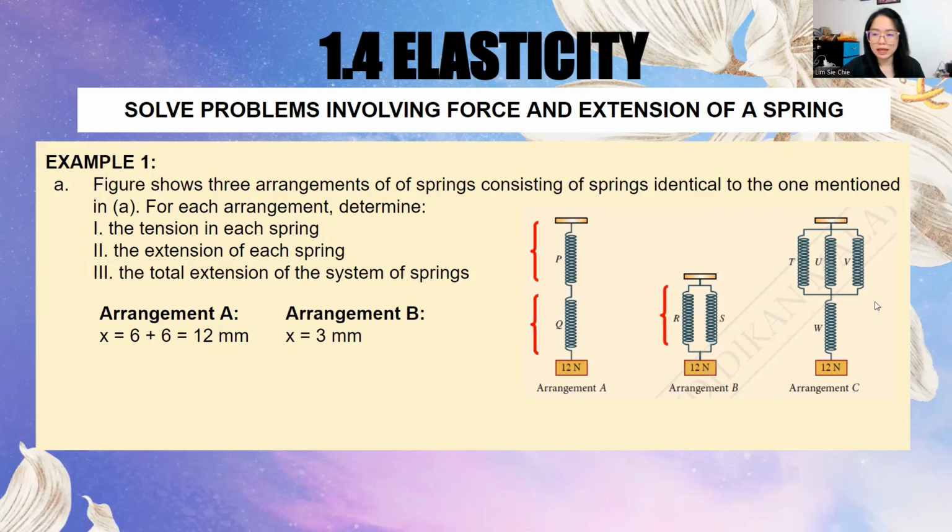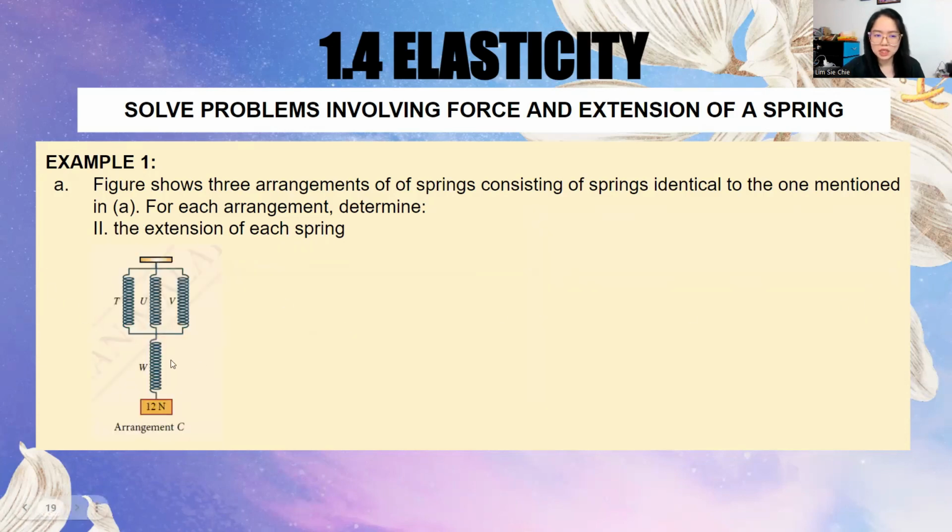All right, then the last one. How do you see this? For W, 6, right? For TUV, 2. So the total, 6 plus 2 equals 8 millimeter. So that's how it is. I hope that you get that. If you really don't understand, you can just ask me in class, and I'm going to explain it again.